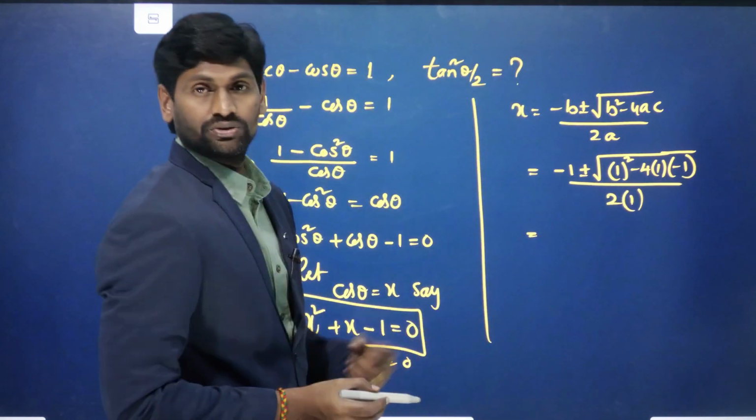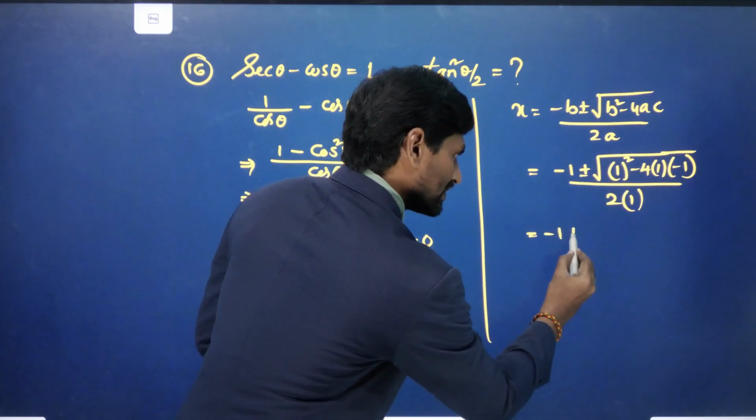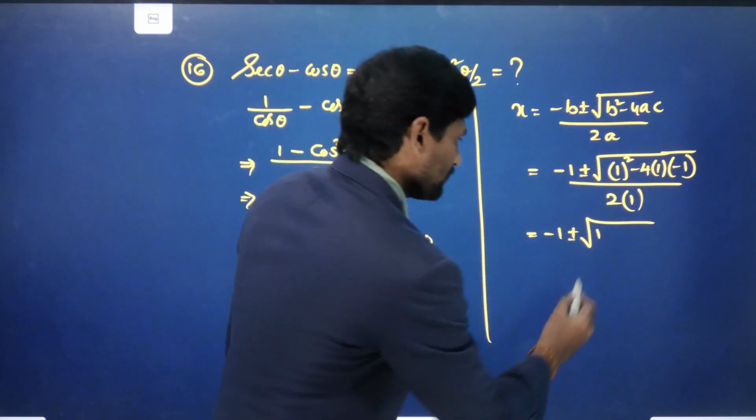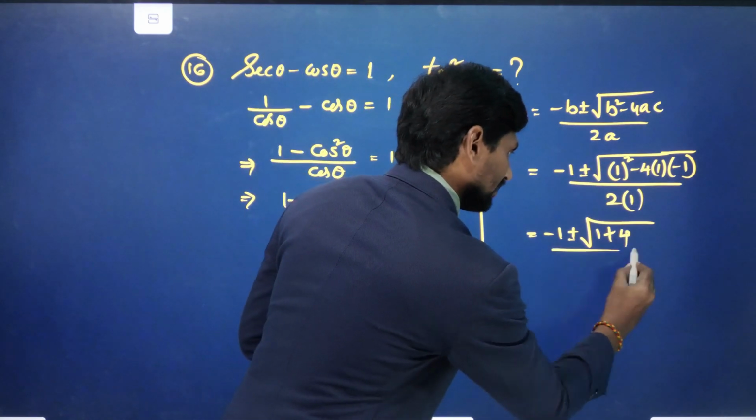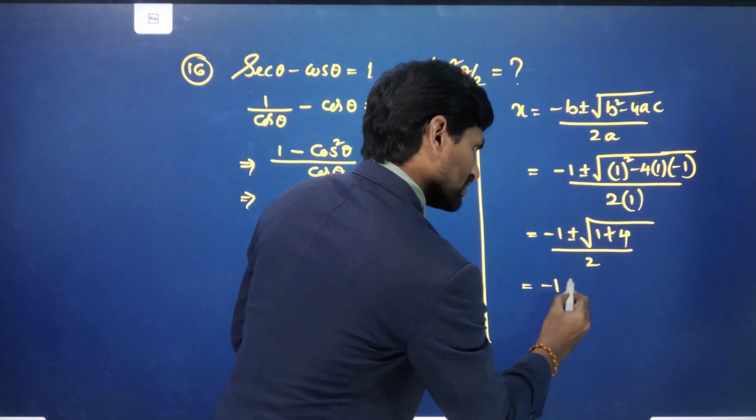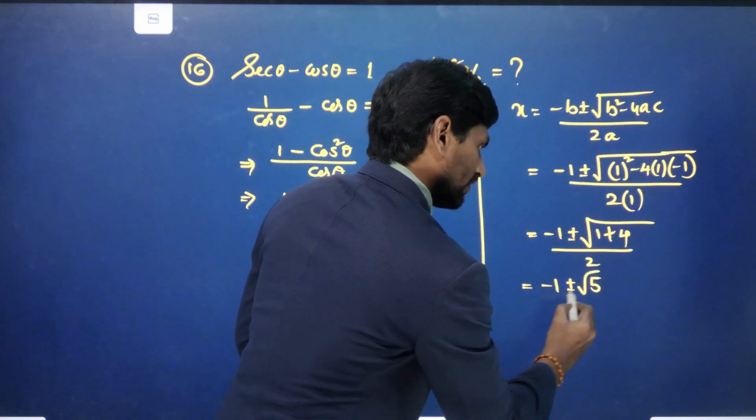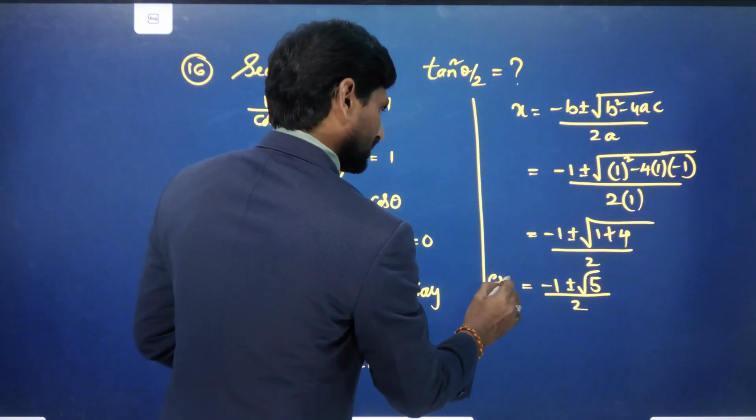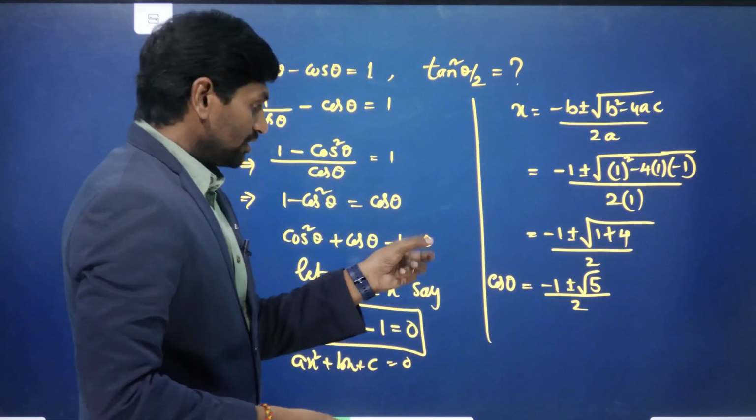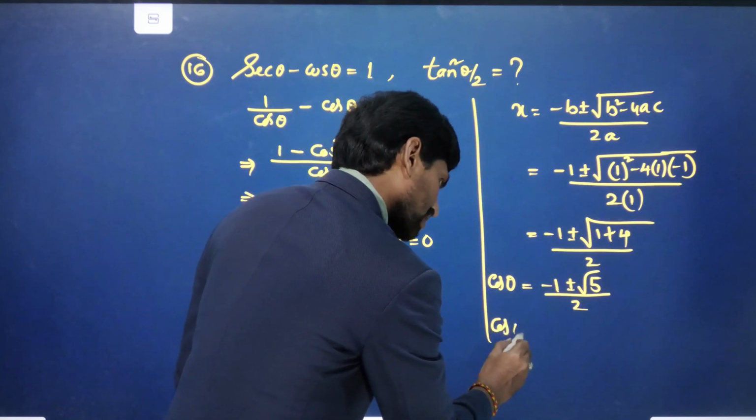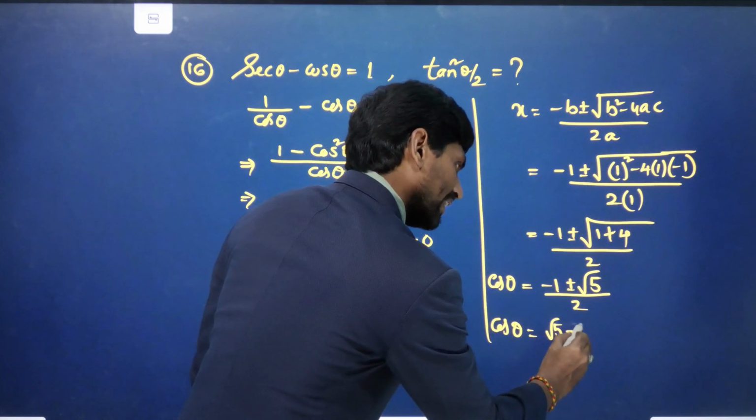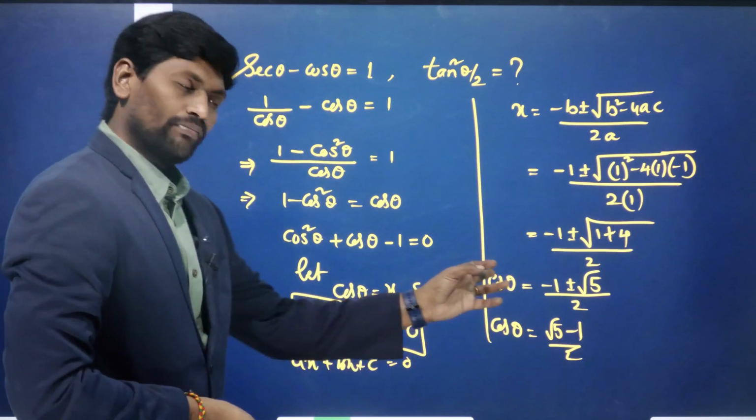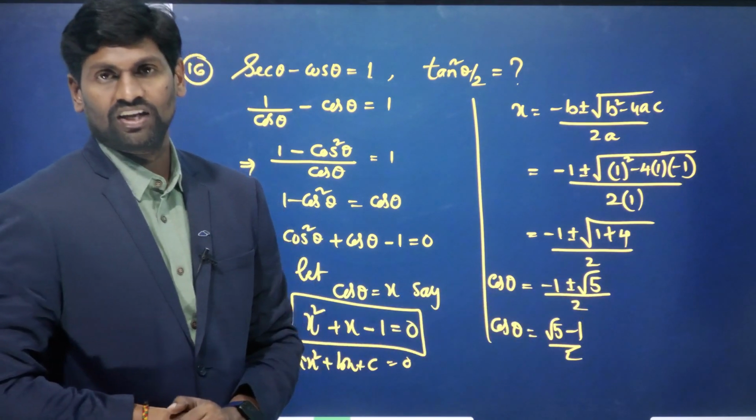So that equals minus 1 plus or minus root over 1 square, which is 1. Here minus into minus becomes plus, 4 ones are 4, divided by 2. That is minus 1 plus or minus root 5, whole by 2. What is x? X is nothing but cos theta. So cos theta is root 5 minus 1 by 2, or minus root 5 minus 1 by 2 also we can take.